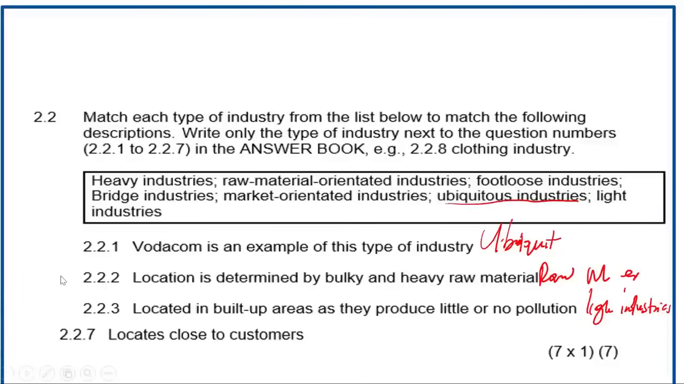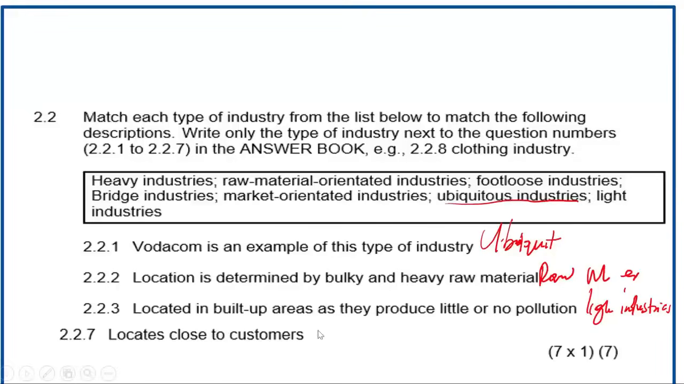For an example, if you go inside Pick and Pay, you go inside Spar, you can find an industry inside those shops. You can find a bakery inside them. And a bakery is an example of a light industry, pollutes less. So you find an industry inside a shop because that industry does not produce a lot of pollution. So these are located in built-up areas as they produce little or no pollution. You can also find the bigger bakeries outside the shops where the shops can go and buy bread. So those are the light industries.